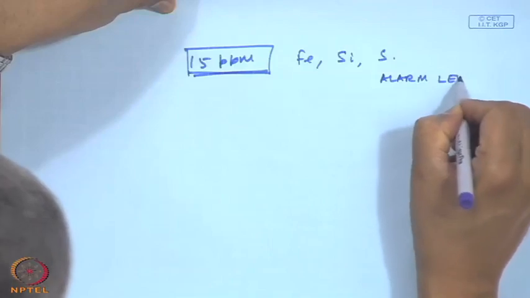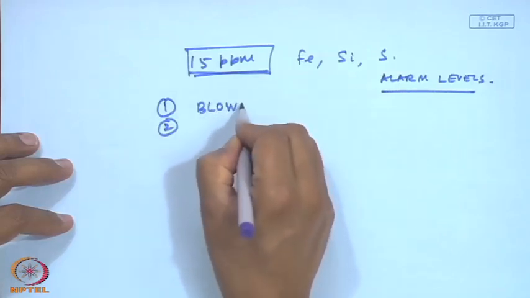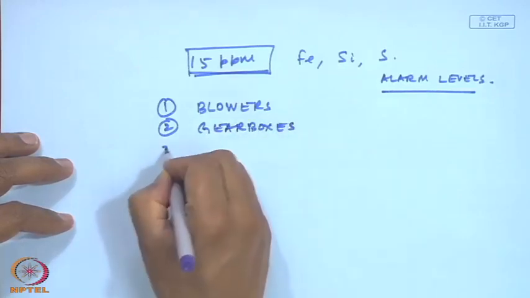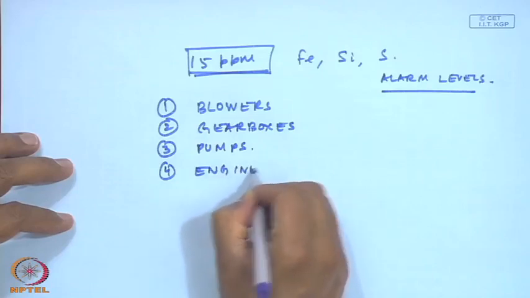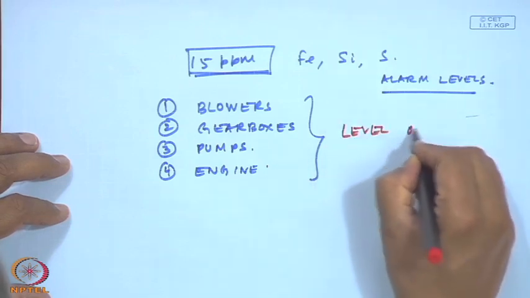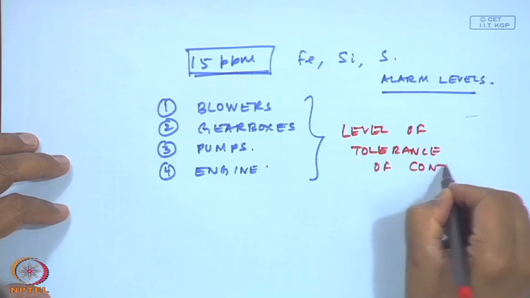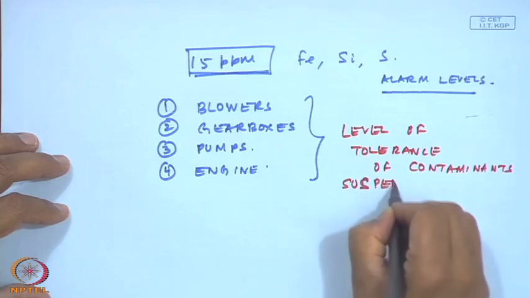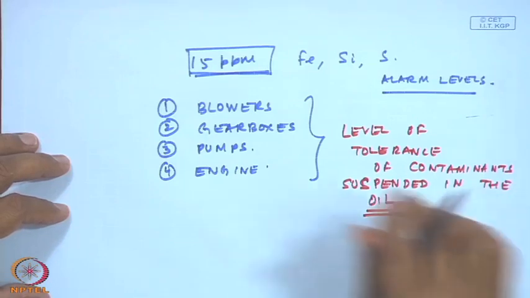Of course, these levels are relative, but then you can set up your own standard for all the blowers in your plant, all the gearboxes, all the pumps, all the engines in the plant. You can set up the standard for what is the level of tolerance of contaminants suspended in the oil. You can set it up yourself.